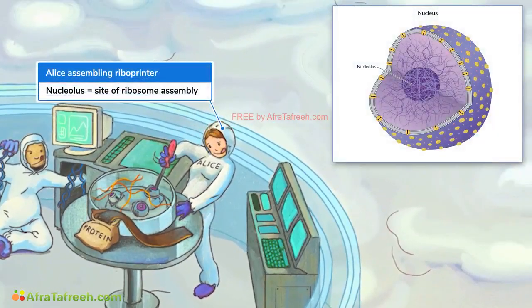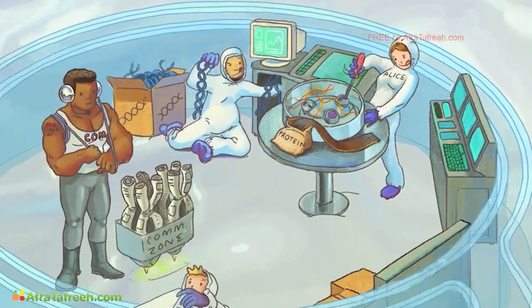Next, we're going to take a peek at the nucleolus, where ribosomal RNA, which you may also know as rRNA, is synthesized. Well, Alice here, Nuclealis, is assembling a riboprinter inside of the command center to remind you that ribosomes are assembled in the nucleolus, which is a structure within the nucleus.